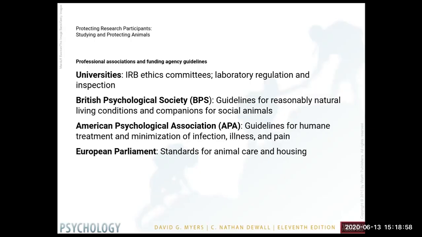In the UK, there's the British Psychological Society, or BPS, which has guidelines for this. In the US, we have the APA, or the American Psychological Association. This tells us what is humane and not humane treatment, minimization of illness, pain, infection. And in Europe, Parliament actually has standards for animal care and housing.